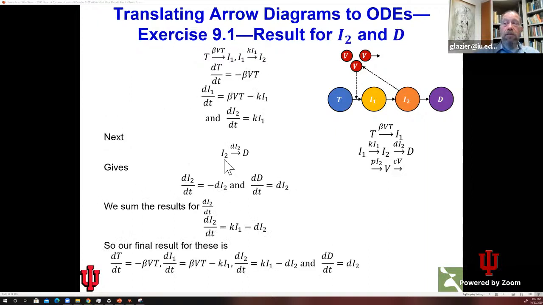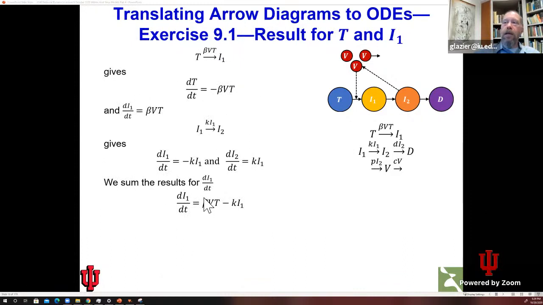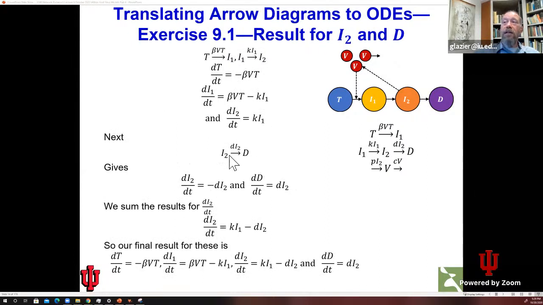I look at the third term, I1 goes to I2. I've got I1 here. I've got the hangover term, dI2/dt equals kI1. The last term, I2 goes to nothing at rate delta I2, gives me minus delta I2 for I2. So dI2/dt is kI1 minus delta I2.